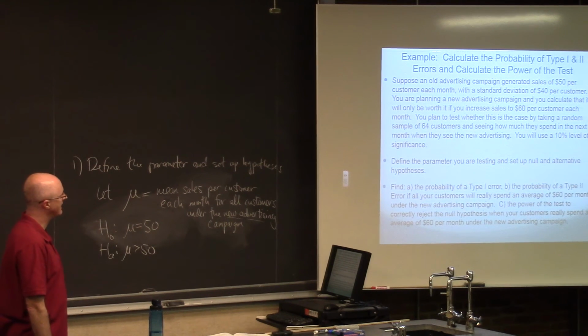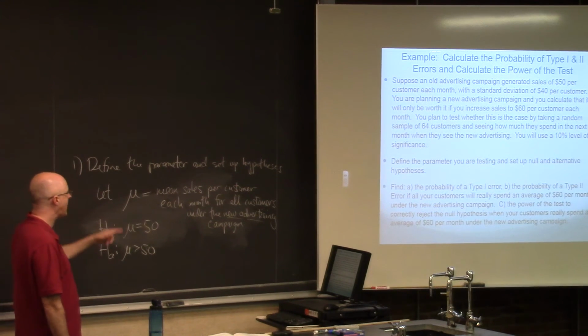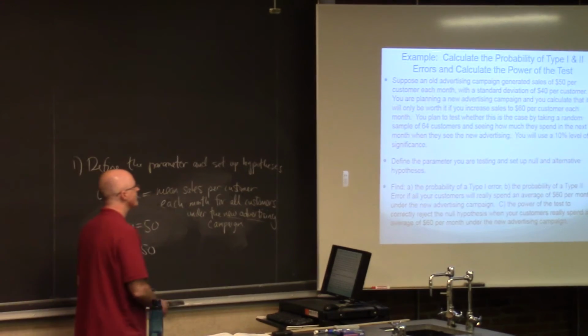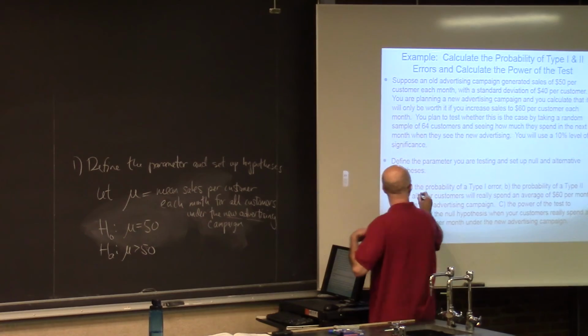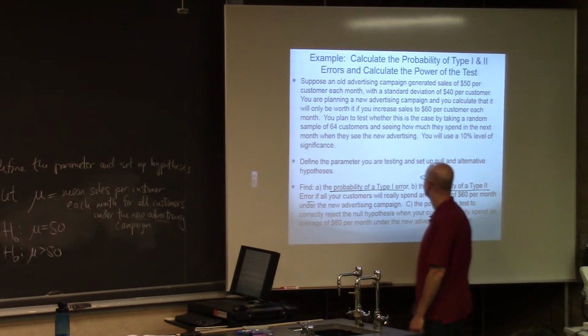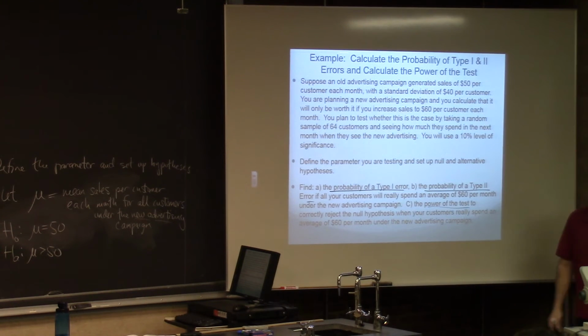So that's a definition of the hypotheses, or the parameter. Here are the hypotheses. Now, the second thing we're going to do is calculate these probabilities. Find, part A, the probability of a type 1 error. B, the probability of a type 2 error. And C, something called the power of the test. Three things to do here.